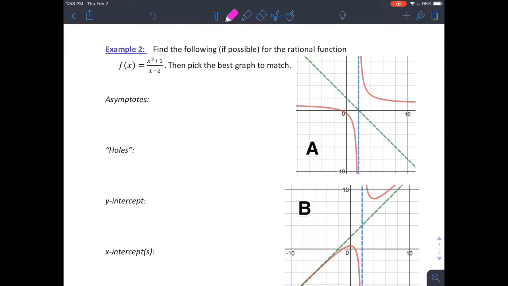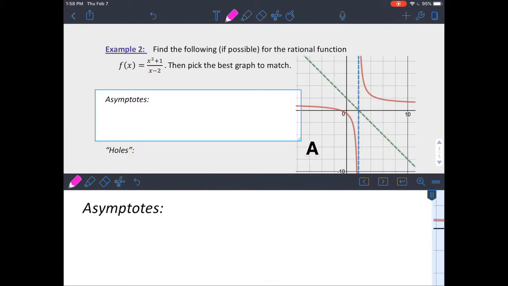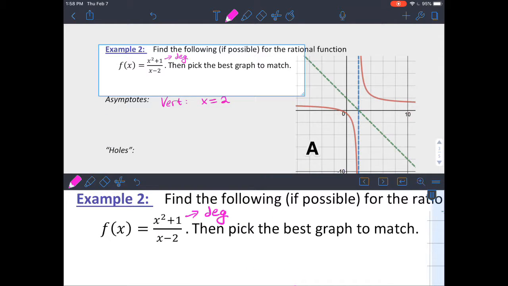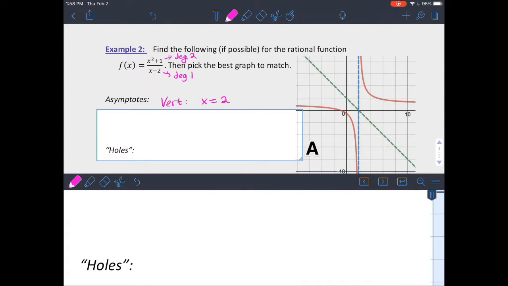Let's look at a few more here. So this one, we'll have to find our asymptotes, set your denominator equal to 0, and you'll have a vertical asymptote of x equals 2. Compare your degrees, top's degree 2, bottom's degree 1. That means we're going to have a slant asymptote. So let's actually divide to figure out the equation of our slant asymptote.